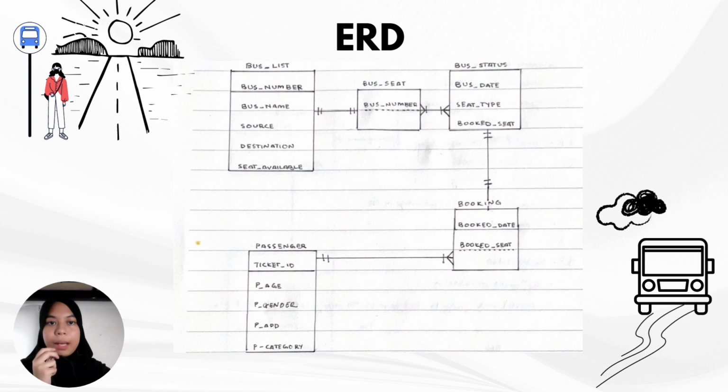And then bus status and booking are 1-to-1 because each bus seat can only have details from one passenger. And then the relationship between booking and passenger is 1-to-many because one passenger can book more than one seat while a booking can only have one detailed passenger.